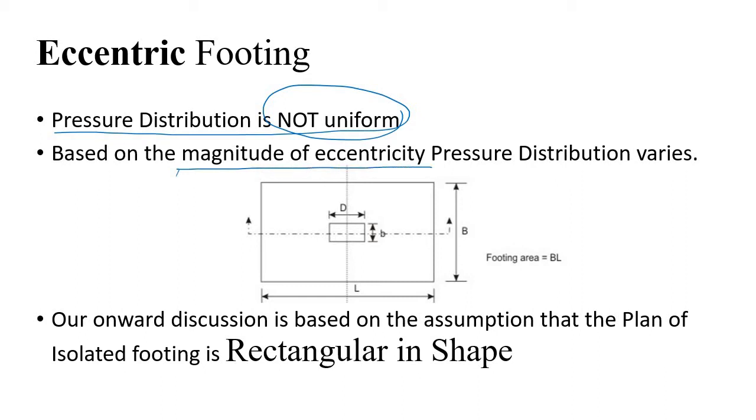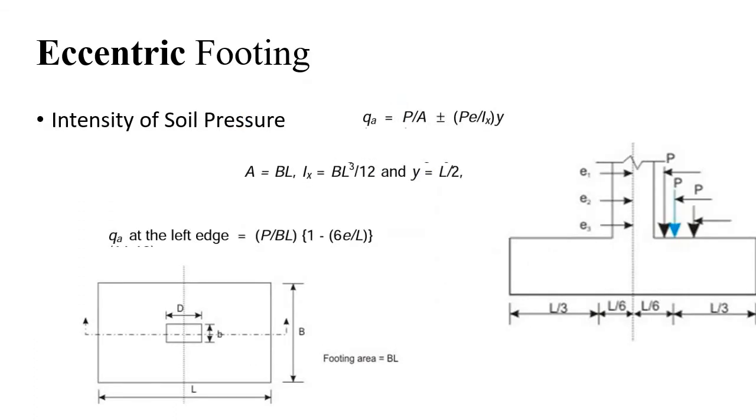How? Well, before discussing how this magnitude of eccentricity affects this pressure distribution, we will assume that our footing has a rectangular area. Okay, so this is only for the discussion purpose, right? So once we have a rectangular footing and we have an axial load and also a bending moment M, which we have represented by this eccentricity of this axial load, and in this plan you can see that the moment is being applied like this about this axis, right?